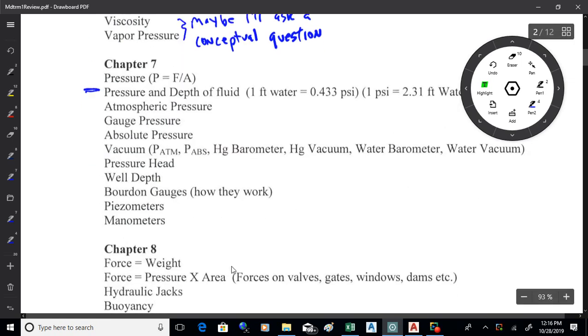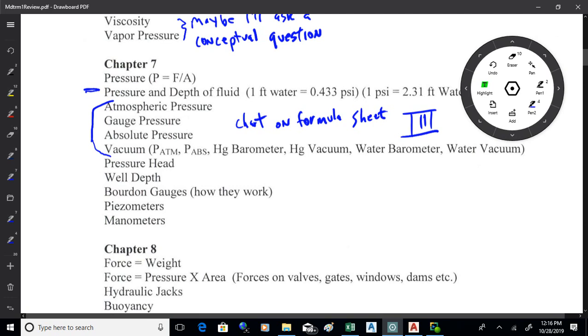Then we got into this whole stuff with atmospheric pressure, gauge pressure, vacuum. That's using the chart on the formula sheet. There's a little bit of a chart there. It looks kind of like this. It's on the formula sheet on the left.